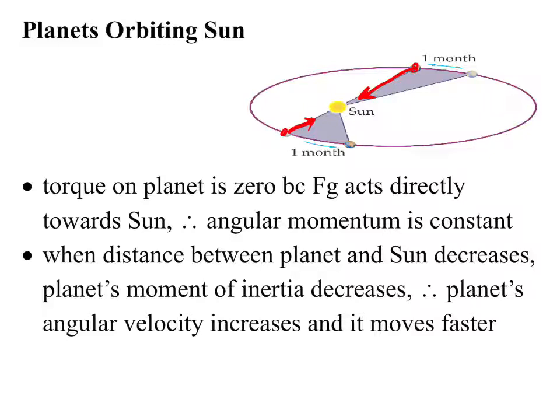And that is why planets that are closer to the sun than the Earth go around the sun in a shorter time. Of course, we go around in 365.24 days, but planets that are closer go around in less than that. Planets that are further away, since they have a larger moment of inertia, go around slower than we do.